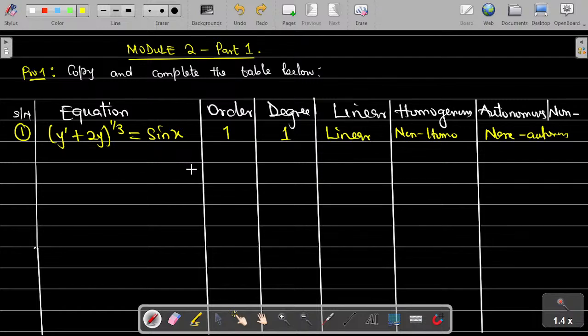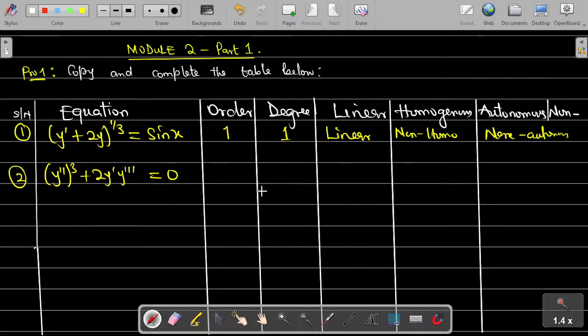So this is what we are being asked to do: fill in all of this for the equations that we are going to be given. The next equation is like this: y prime prime raised to the power of 3, plus 2y prime, multiplied by y prime prime prime, all equal to 0.